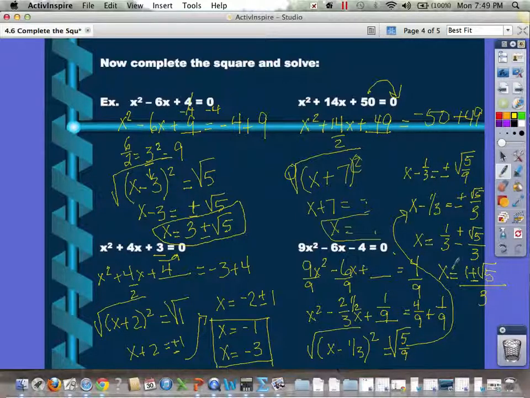Okay? So again, when you are doing these and they have a coefficient bigger than 1, you have to divide everything by that coefficient before you get started. Oftentimes that'll give you fractions, which can be a little bit cumbersome, but you can do these without any problem. Okay? And then you get an answer like this, which is definitely a decimal.